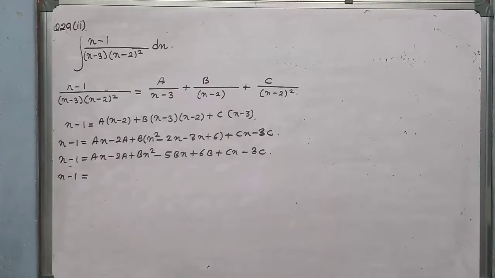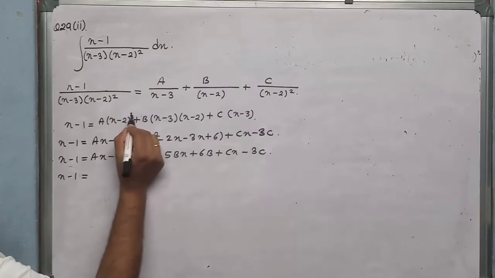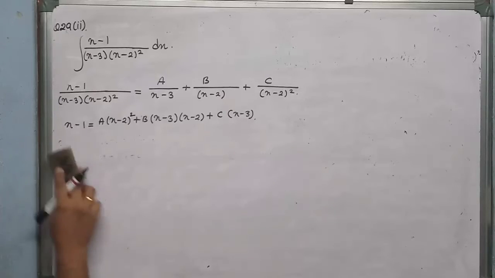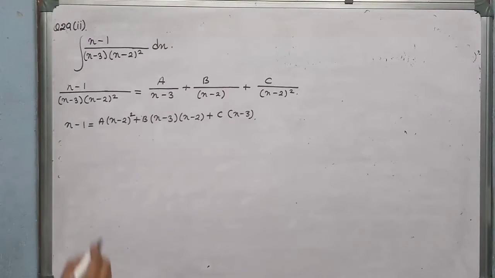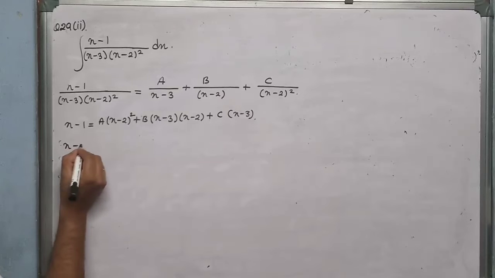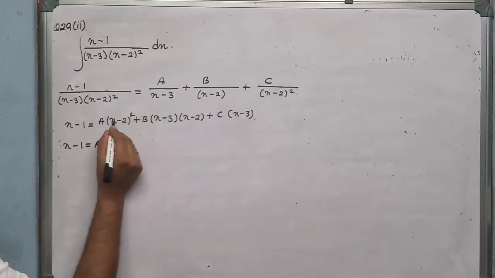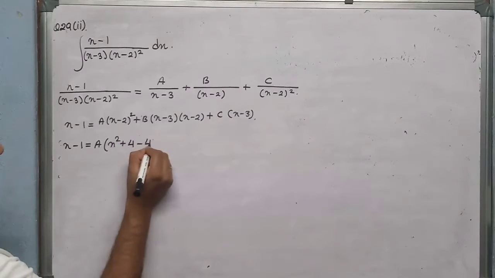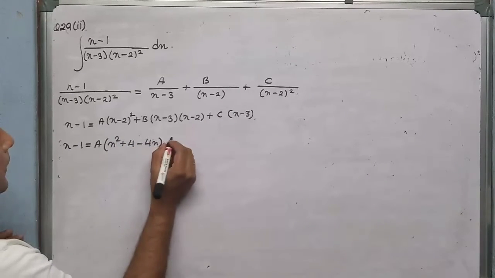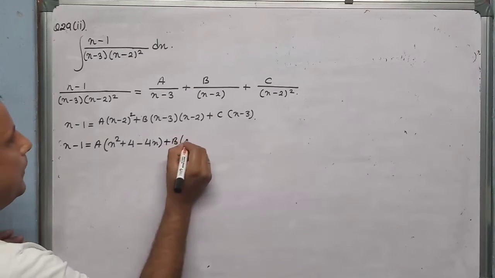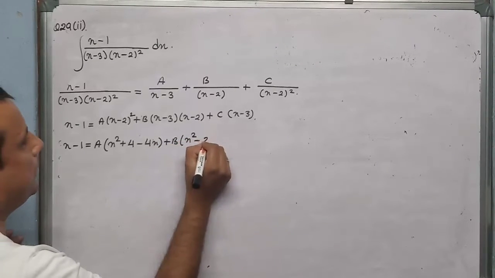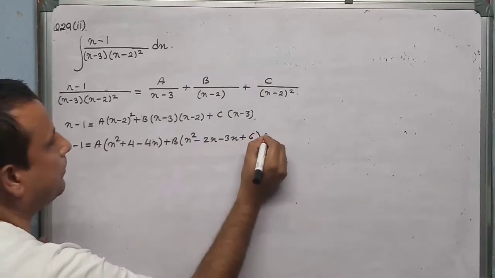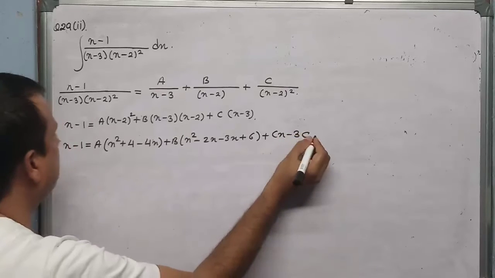Oh, I made a mistake over here. This must be whole square. This must be square over here. So when you take LCM, this one is square. A into formula (a minus b) whole square: a square plus b square minus 2ab, plus b into (x square minus 2x minus 3x plus 6) plus cx minus 3c.